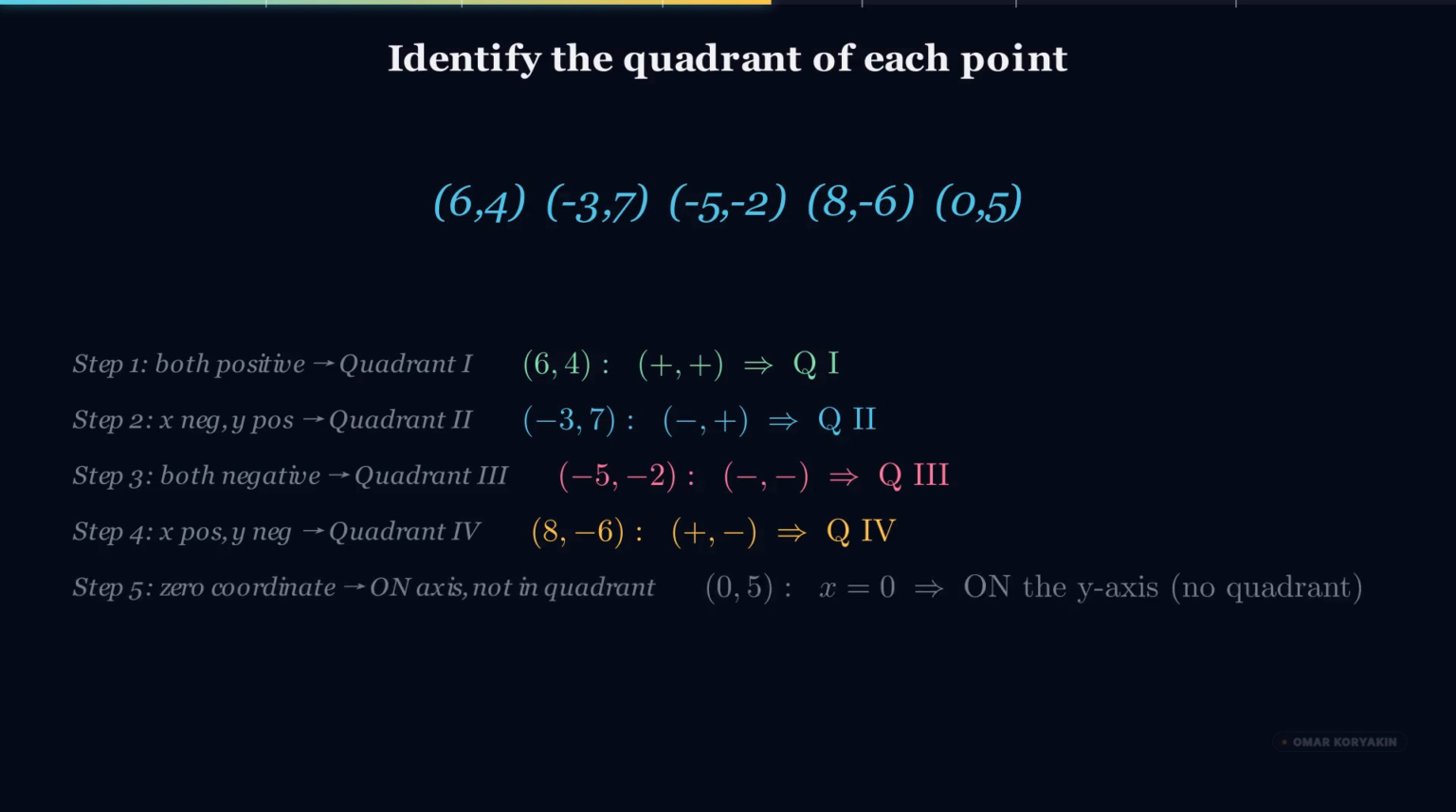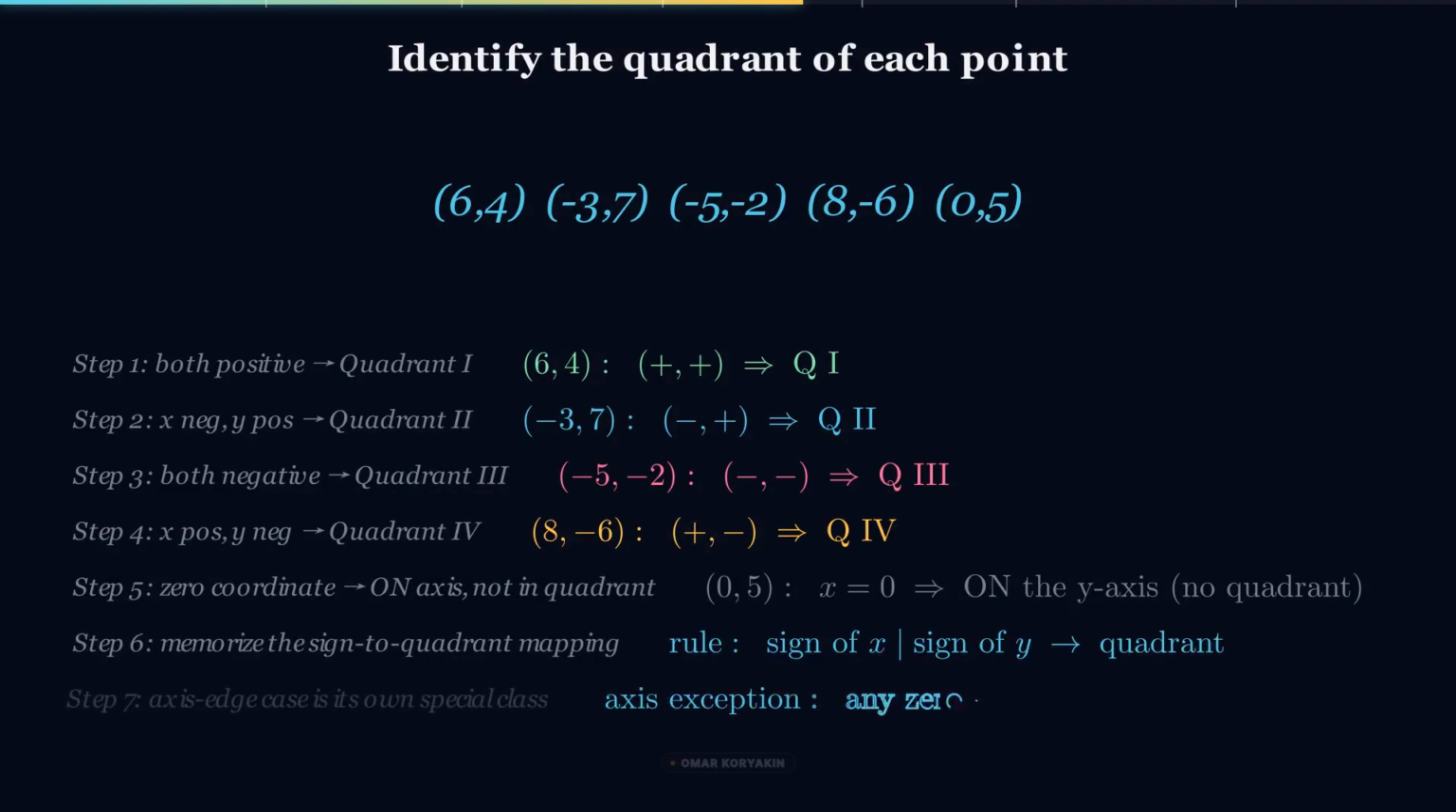Point 5: (0, 5). The x-coordinate is exactly 0, so the point lies on the y-axis itself rather than in any quadrant. Points on either axis are not assigned to any quadrant, since they sit on the boundary between two quadrants. This is the axis edge case. Worth noting, any point with a 0 coordinate lies on an axis, not in a quadrant.